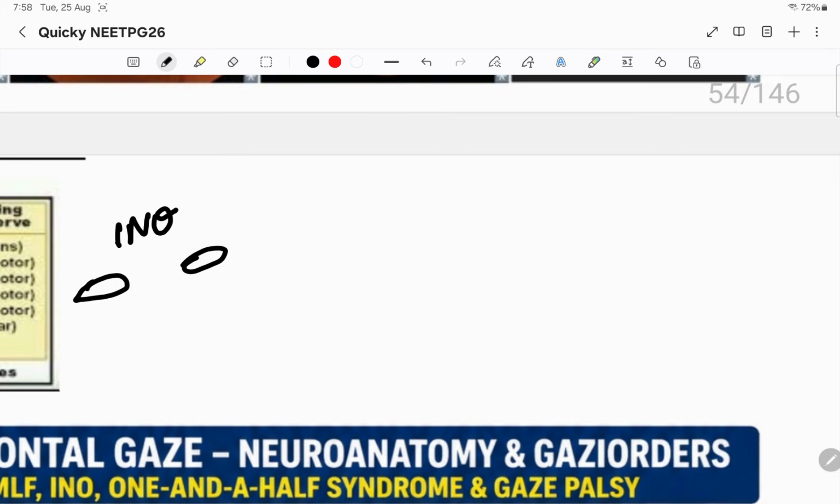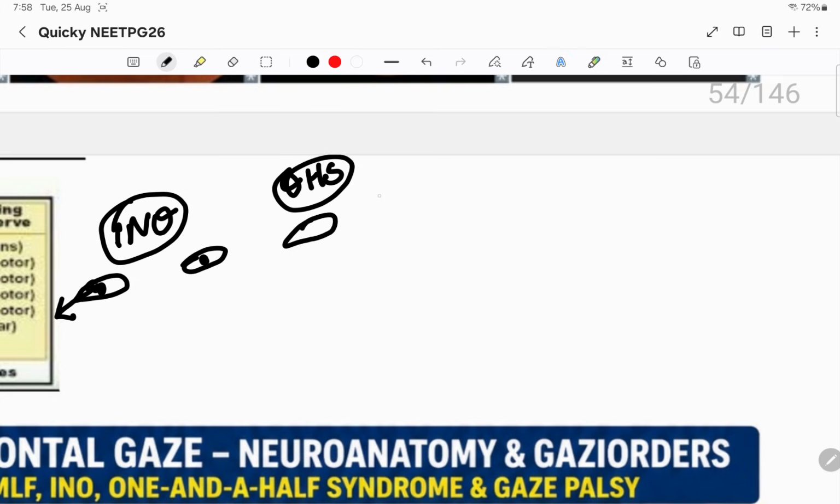So this is the right eye. The right eye is trying to look to the right, and the left eye wouldn't be able to move to the right side. So this is what INO means. But with 1.5 syndrome, suppose the left eye is affected, then neither eye can look to the left.